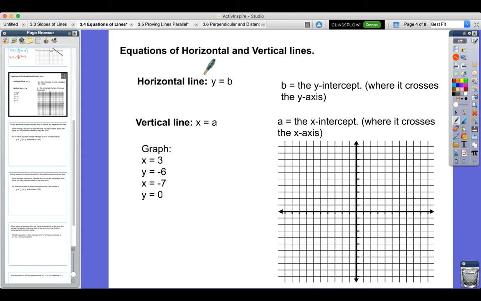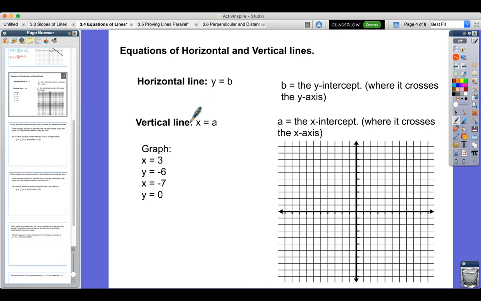The equation of a horizontal line is in the form y equals b, where b is the y-intercept, where it touches on the y-axis. But if it touches on the y-axis, that means these lines are running horizontally. Even though we're used to thinking of y as going up and down, a horizontal line goes sideways that way. So b is just some number that intersects here.